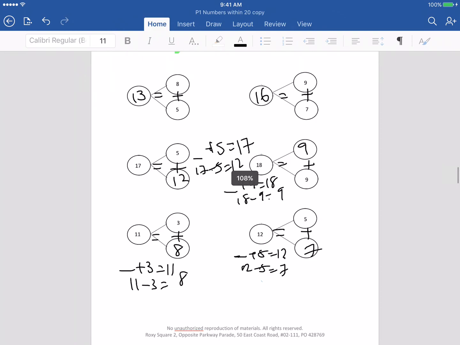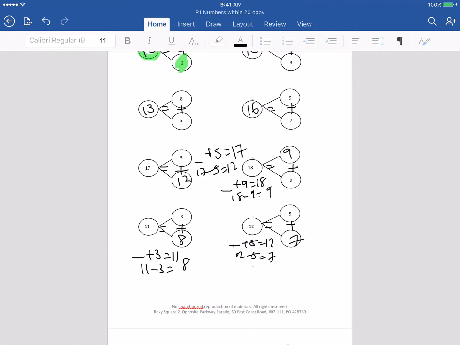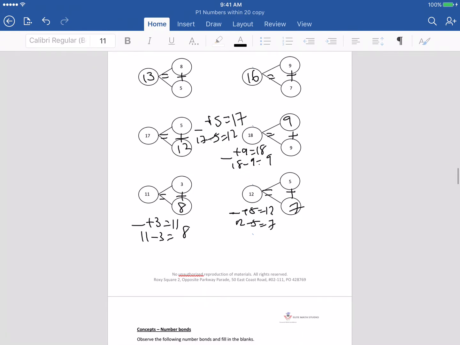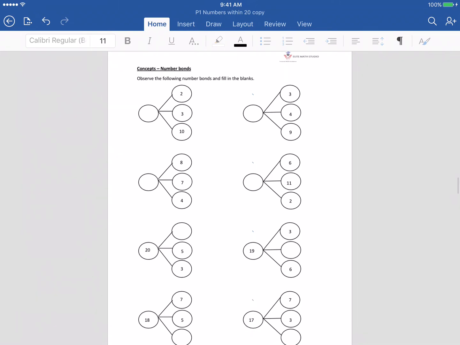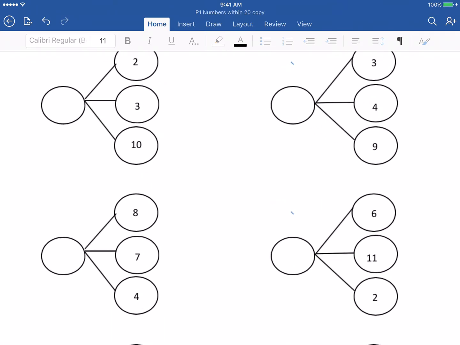Okay, I think it's actually the same thing, same concept as what we do for numbers within 10. It's just that now the values are larger. Okay, so the next one, we are doing more complicated number bonds. So let's try some examples.